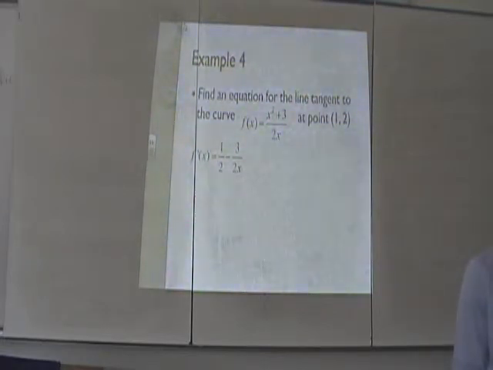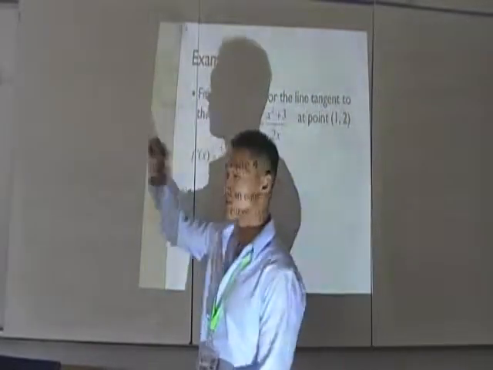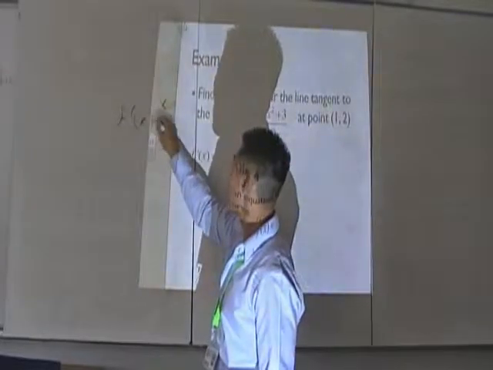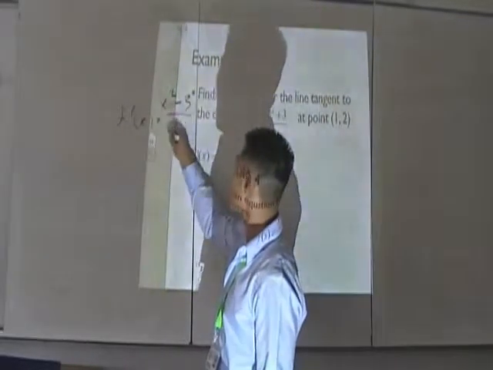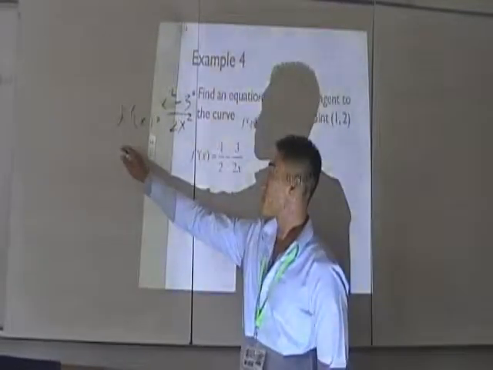Any questions as to how I got this part? Wait. So what was your answer for the derivative earlier? X squared minus 3 over x squared. So I split it up.